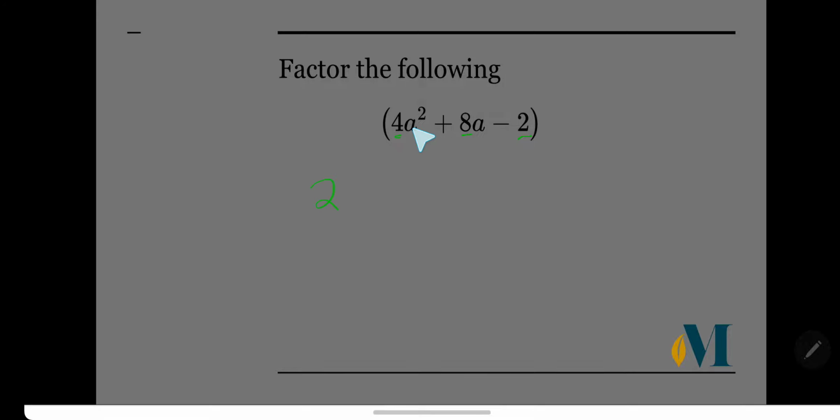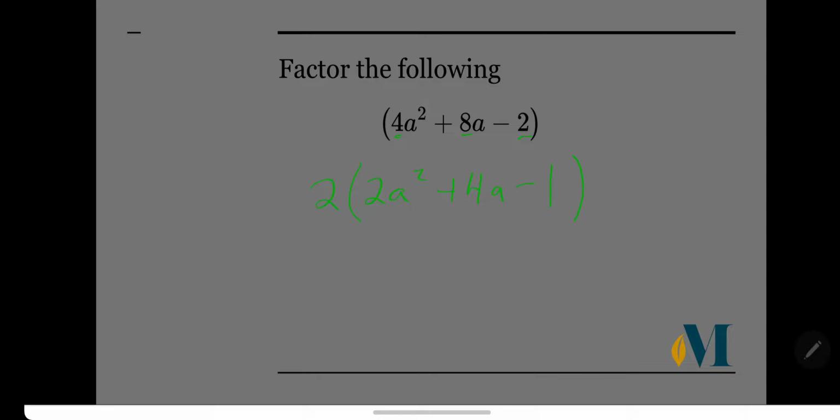Okay, now let's look at our variables. We have a squared, a, but our last term doesn't have a, so we can't factor that out. All right, so we have 2 on the outside. 2 is going to be one of our factors. Okay, so when we divide 4a squared by 2, what we have left over is going to be 2a squared. Okay, when we divide our second term, 8a, by 2, then we have plus 4a. And then our last term, if we divide 2 by 2, and keep that minus sign, we'll have 1.